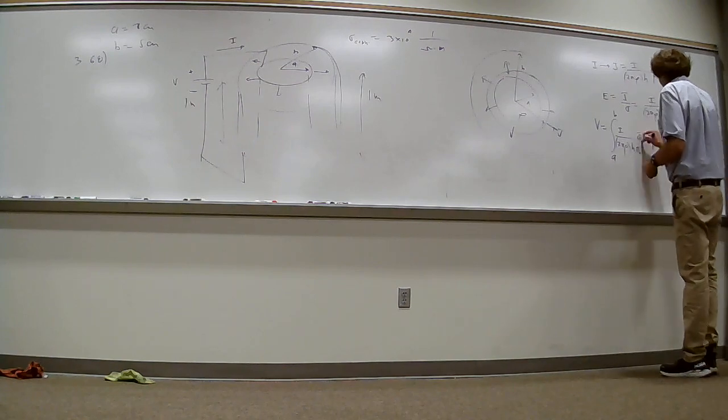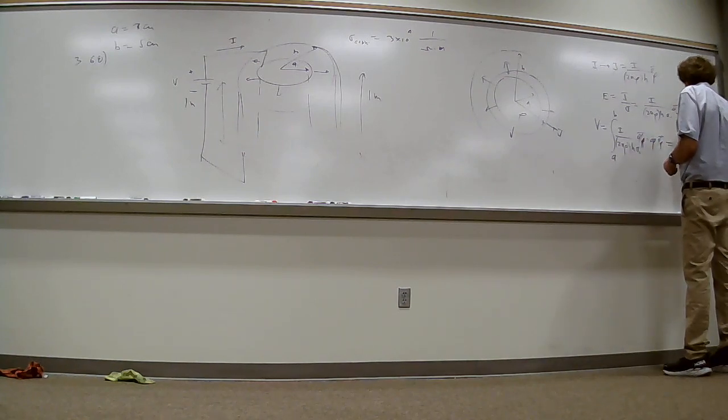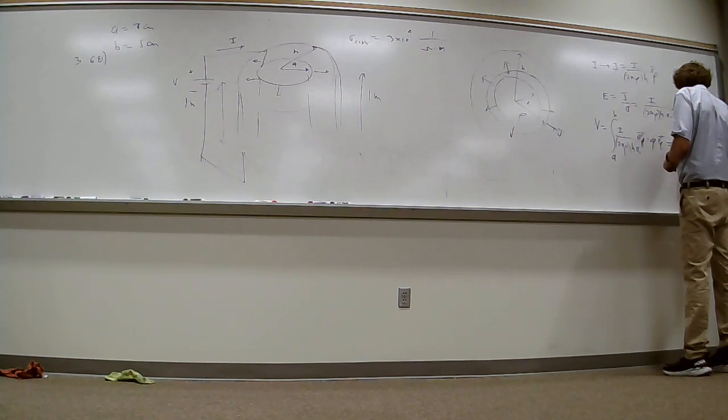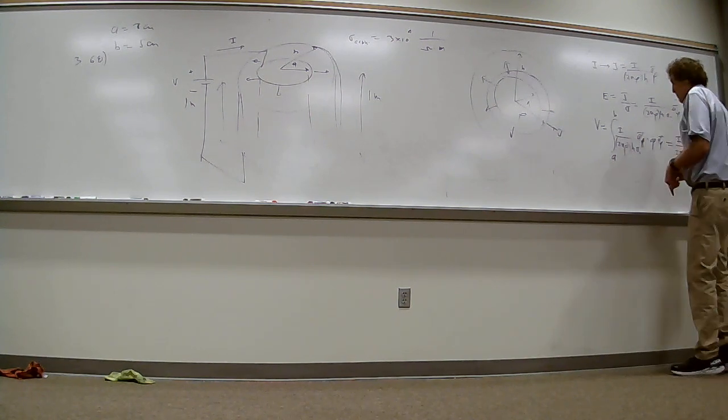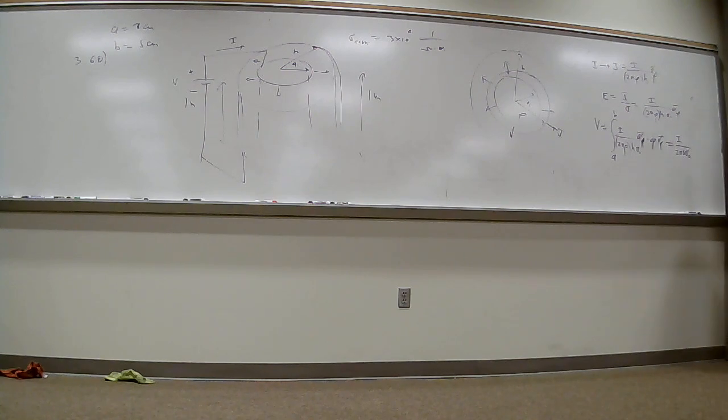Here, a rho dot a rho is 1. So I really have I over 2 pi h sigma naught, right? Now I have to integrate 1 over rho. What's the integral of 1 over rho d rho, class? Natural log, right?